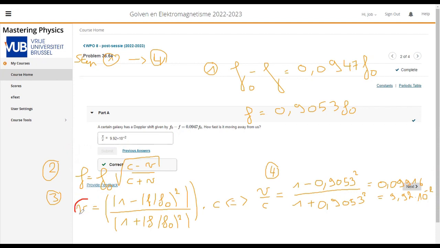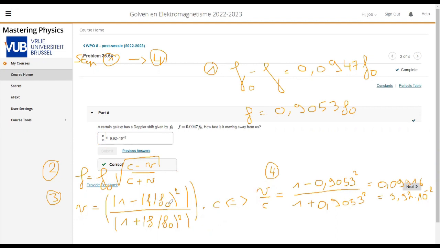Then you have to apply this. Don't forget to multiply by C. Later you have to put the C on the other side here. It will then be V over C, and that's what we're looking for. Then you have F divided by F0.